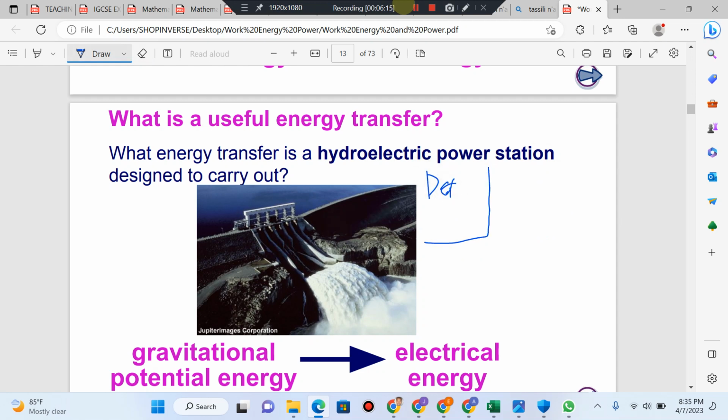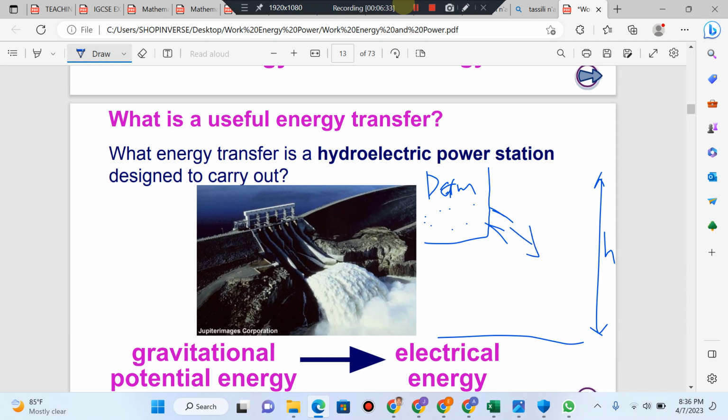But let me just do this. Let's assume that this is the dam and the dam contains water. So we have an outlet, and because of the height of the dam above the ground level, the water would be forced to rush out, okay? Because gravity is bringing all the water molecules downwards. So that gravitational potential energy will be used in turning the blades of the hydroelectric turbine.